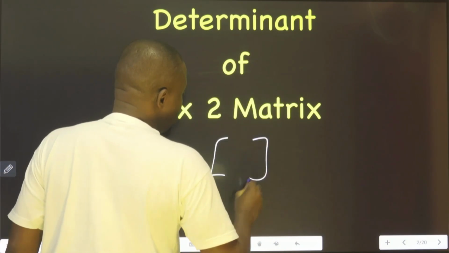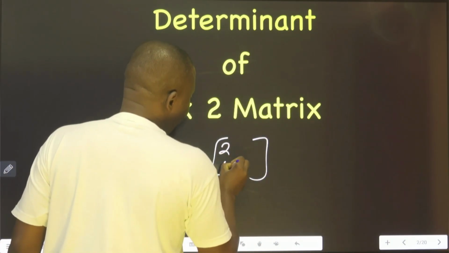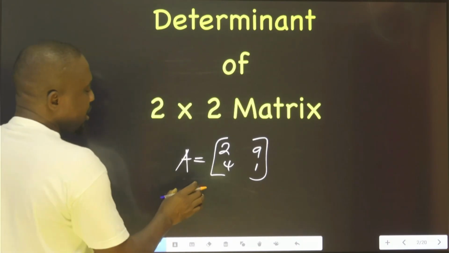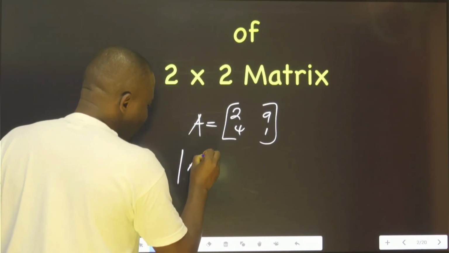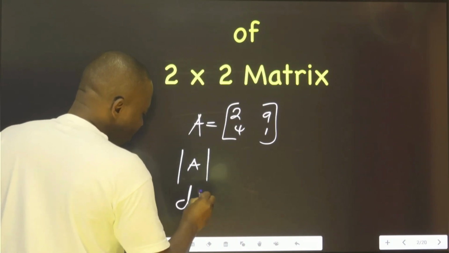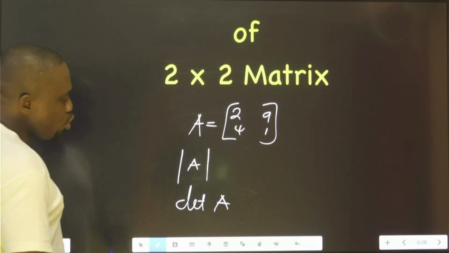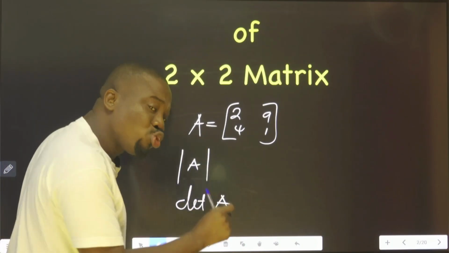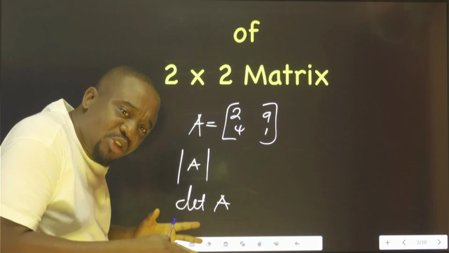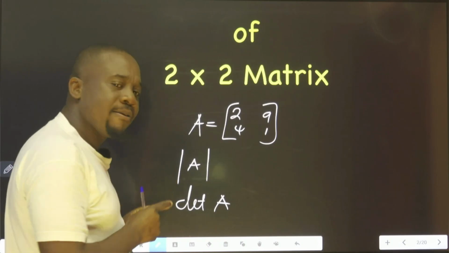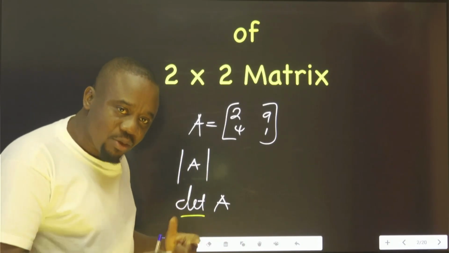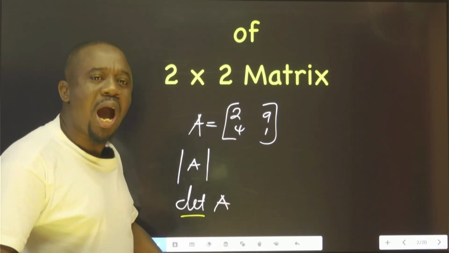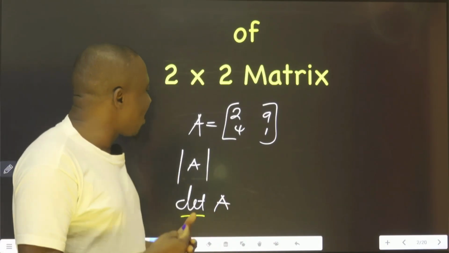To represent the determinant of any matrix, say for instance this matrix A equal to 2, 4, 9, 1, the determinant is represented with two bars, or det A. So you could either use two bars to show that I am referring to the determinant of A, or you use det A to say I want to find the determinant of A.